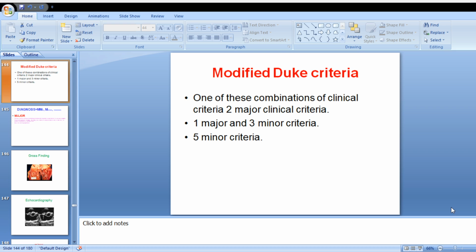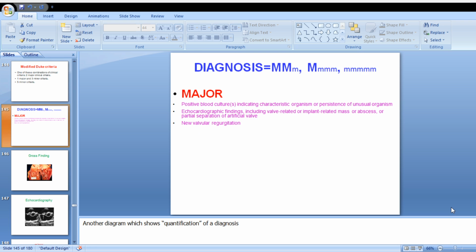For diagnosis of infective endocarditis, we need Duke's criteria, and in Duke's criteria there are certain conditions. On the basis of that we can make the diagnosis of infective endocarditis, like rheumatic fever, rheumatic heart disease. Here also there are major and minor criteria.